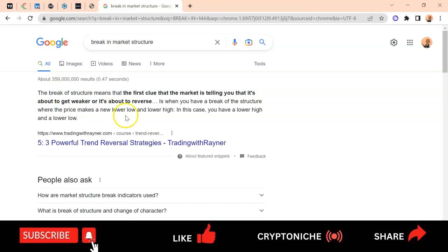The break of structure means the first clue that the market is telling you that it's about to get weaker or it's about to reverse. The first clue that the market is telling you as a trader that it's about to get weaker, it's about to reverse.